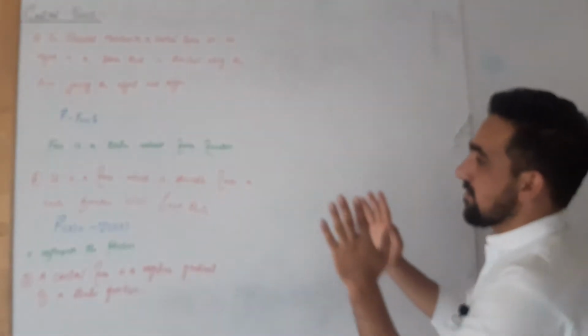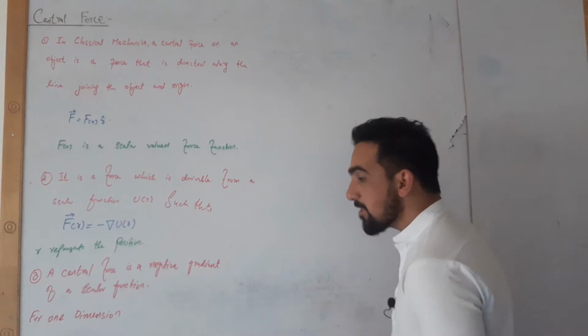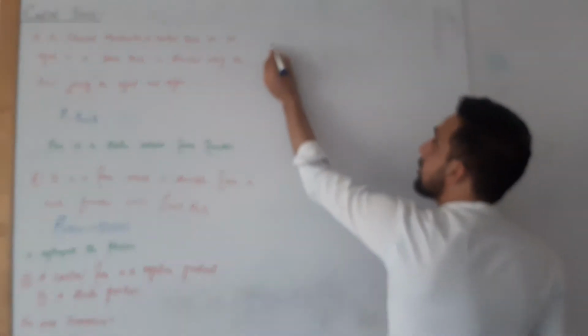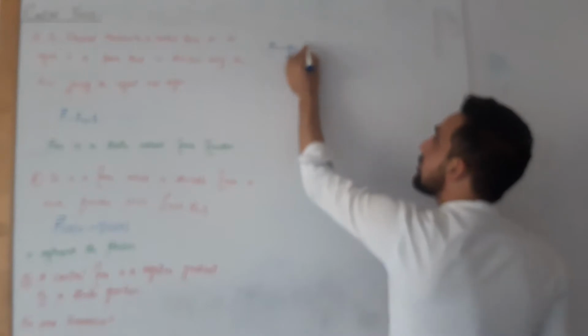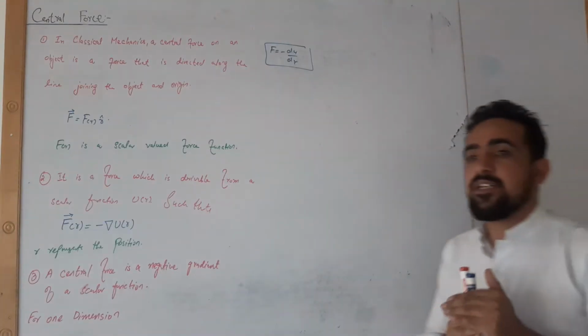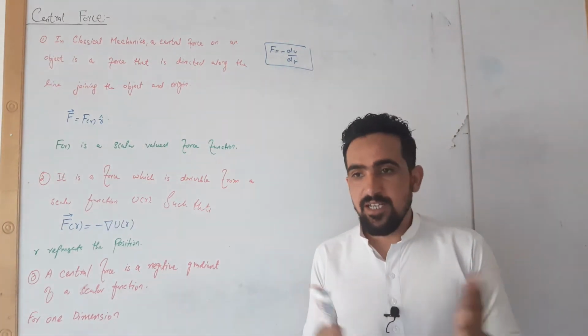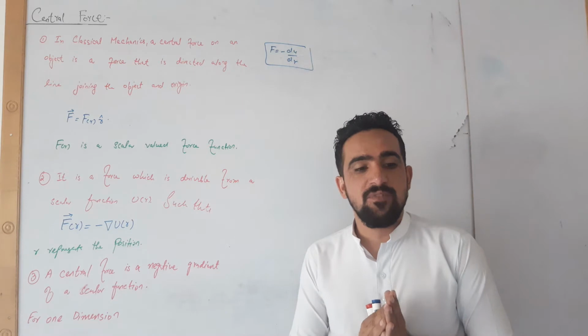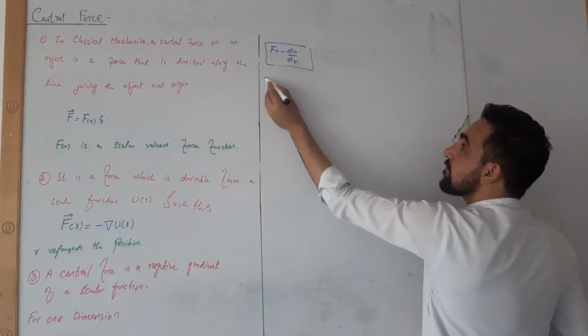But this I have written in 3 dimensions. For 1 dimension, we can write F is equal to minus du by dr.